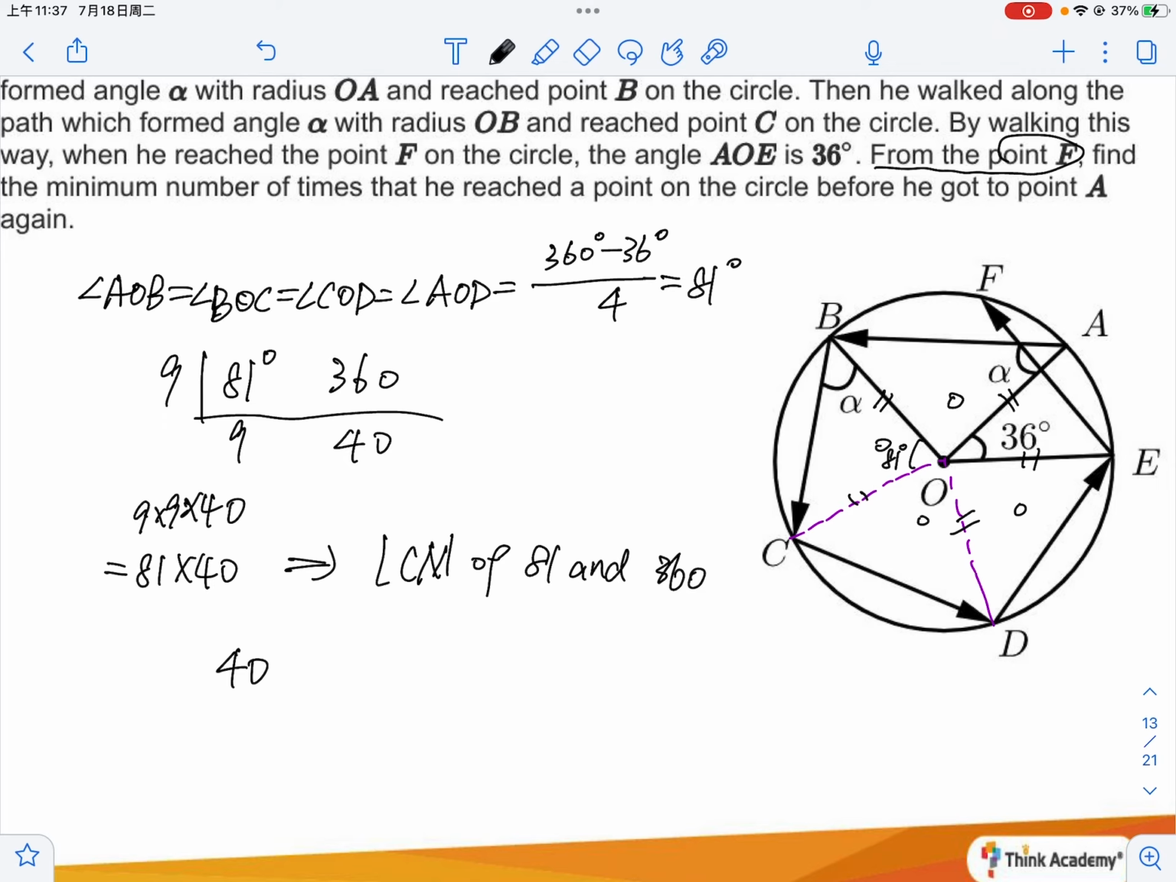So the question asks from point F. Let's count it together. 1, 2, 3, 4, 5. Then the point comes to F. So the answer is just 40 minus 5 equals 35 times. So here's the answer.